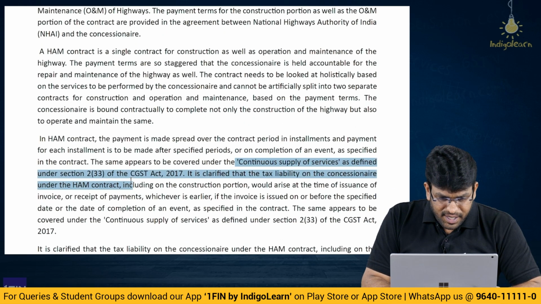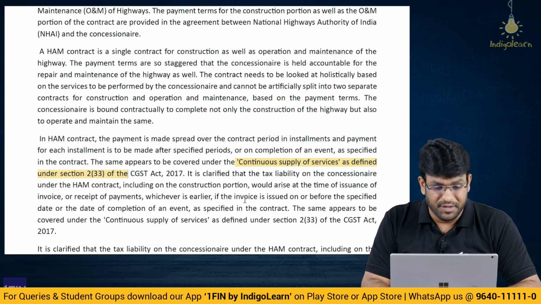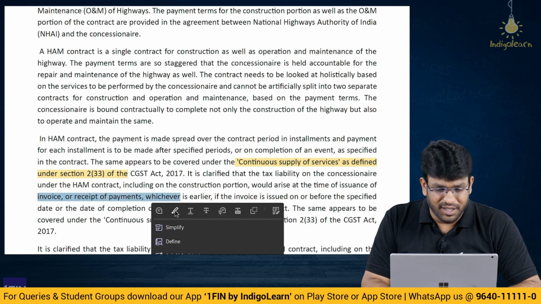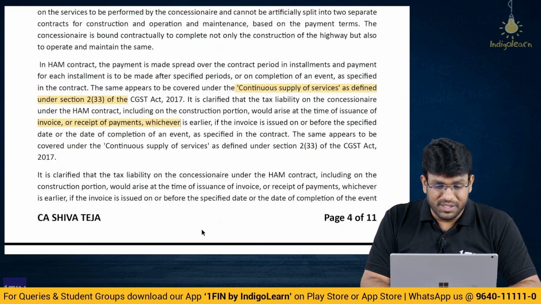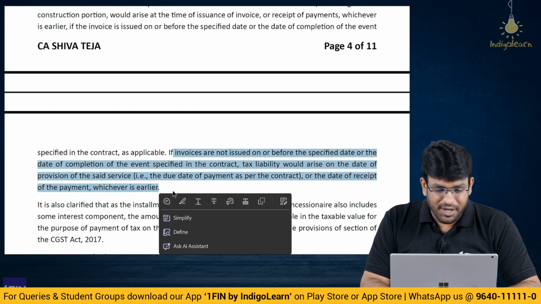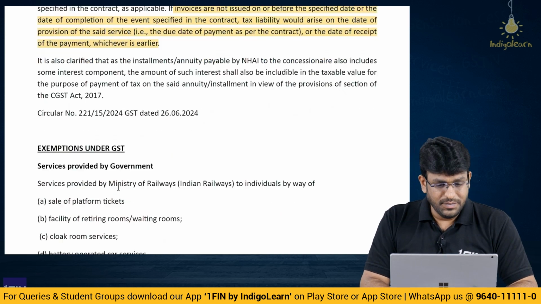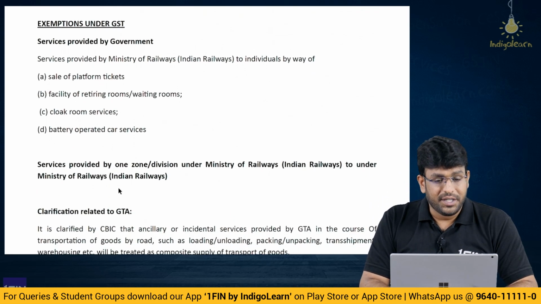It is regarded as a continuous supply of service where the contract is for a period of more than 3 months, my dear friends. And tax will come at the time of invoice or payment, whichever is earlier, if invoice is issued within the prescribed time. And if invoice is not issued within the prescribed time, what will happen, my dear friends? Date of completion of service or date of payment, whichever is earlier. That's it. That's the story of amendment in time of supply.